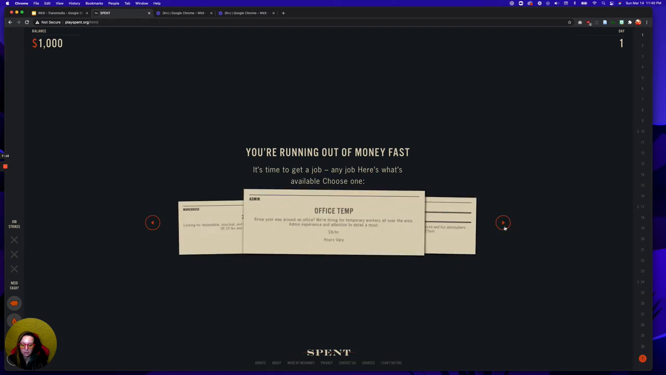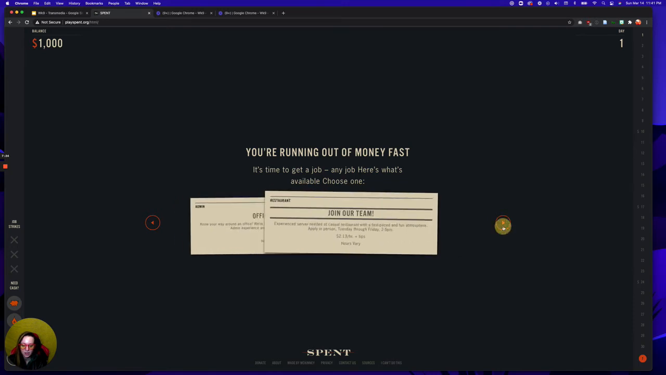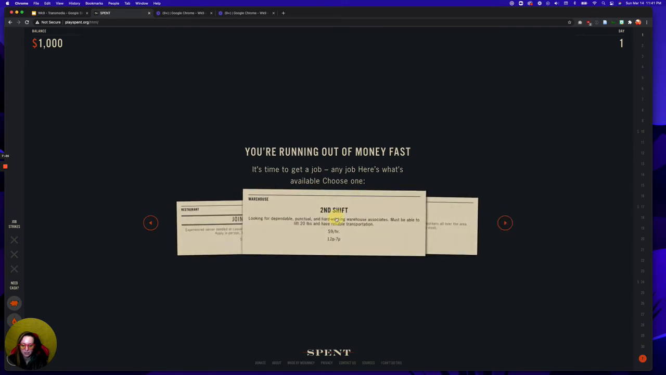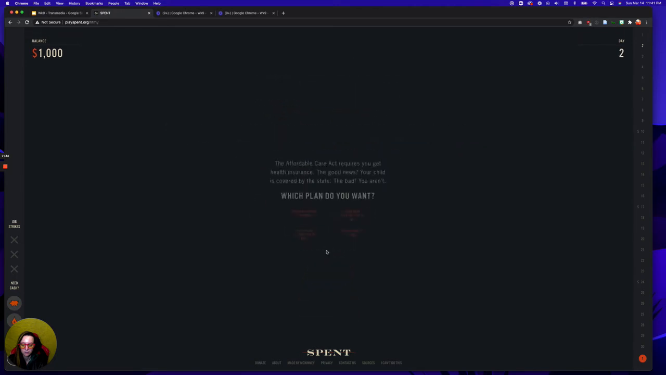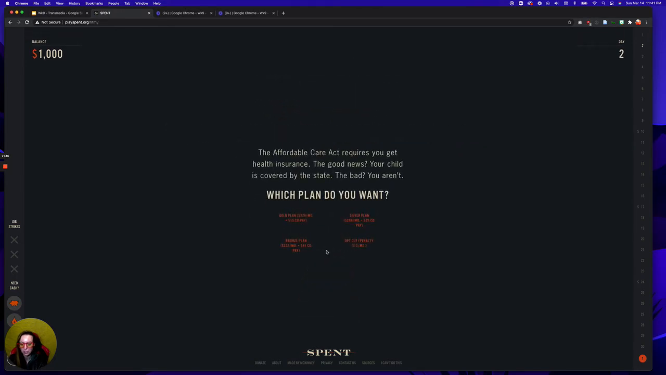I can be a server, I can be an office temp worker, or I can be a second shift warehouse associate. I'm just going to pick second shift just so we can move on. So as the main character, we make choices and we see the effects.